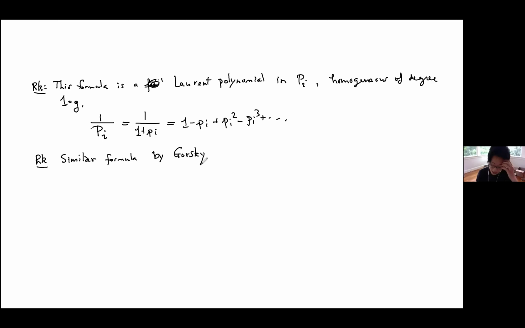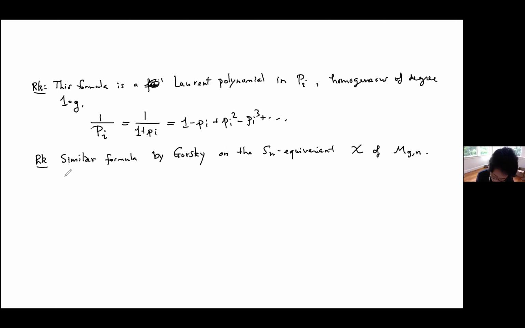Sorry, I don't remember the year on this, but it's in this century. So this is a formula by Gorski on the Sn-equivariant Euler characteristic of MGN. And the formula obtained by Gorski is of quite a similar flavor.